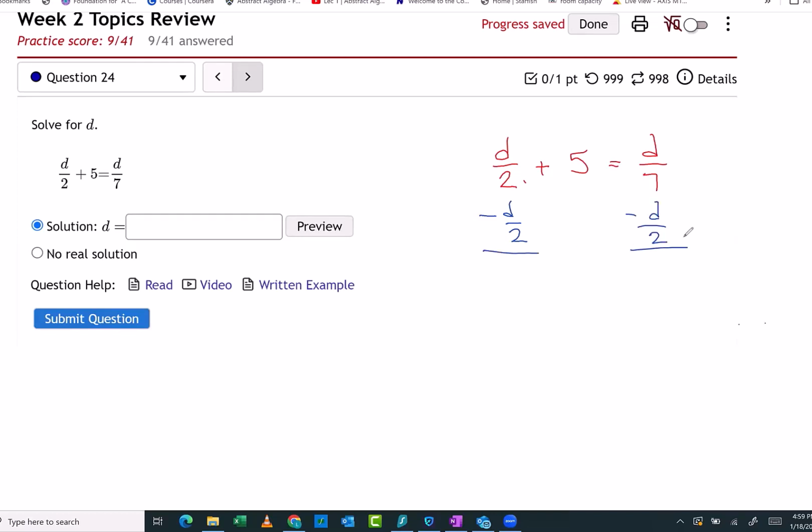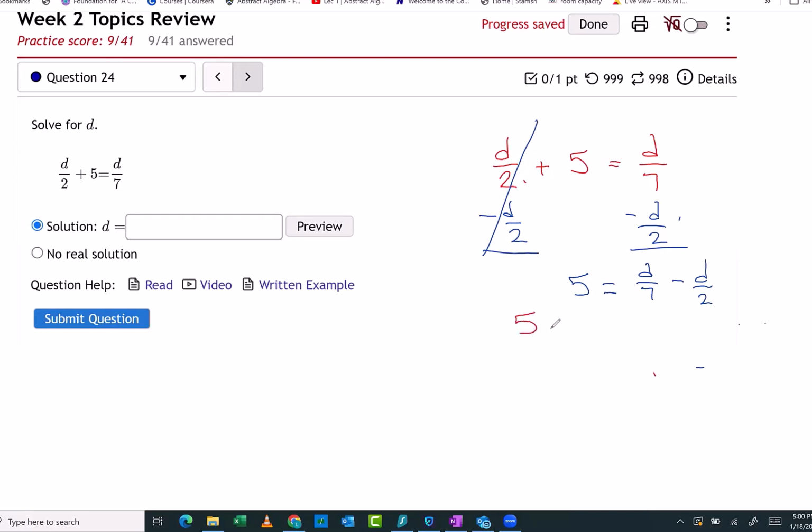I'm not going to evaluate this yet, except I know this is 0, which means I have 5 equals d over 7 minus d over 2. And again, I just need to find my least common denominator. I look at 7 and I look at 2, and again, they have no factors in common, which means I multiply them times each other.